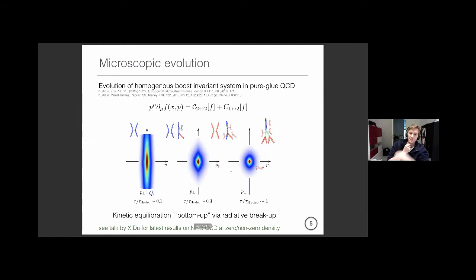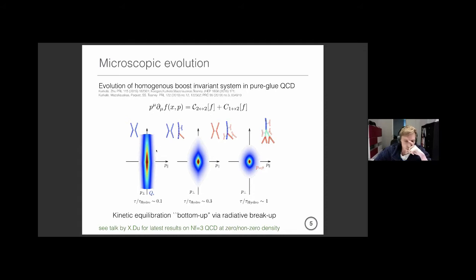Okay, so with that, let's have a look at what an equilibration process looks like. Let's focus on a pure glue theory first. Most of what I'll be saying will be pure glue. There'll be an update in the later talk by Cha-Jin Du, which will show you the latest results for full three-flavor QCD. But let's first investigate what this looks like in pure glue.